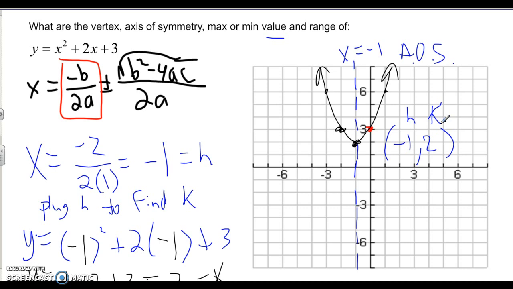This doesn't really have a maximum. It goes up forever here. But it does have a minimum value. So what you're really looking for, the minimum value, this is a numeric value, is equal to 2. It's just the value of k. So the minimum is 2. And the range is how low and how high together. So the range in this case would be from 2 to infinity.